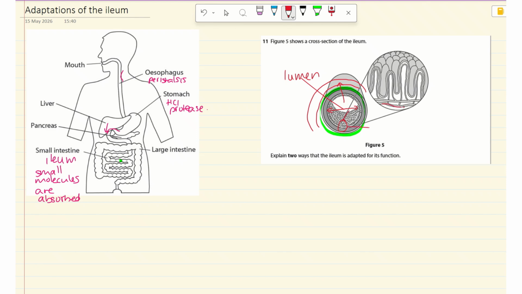Here we've got our blood vessels. Okay, we've got blood vessels here, and we've also got lymphatic vessels as well. Okay, and we've got many, many foldings. So if I just draw my own diagram here, we've got the inner side of the ileum. I'm just drawing a few, the diagram shows that there are so many. The inside of the ileum has foldings called villi.